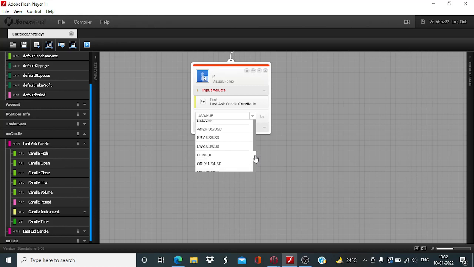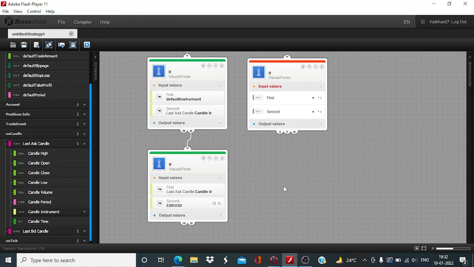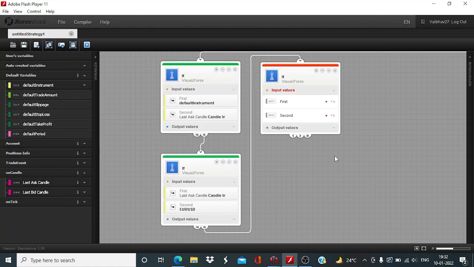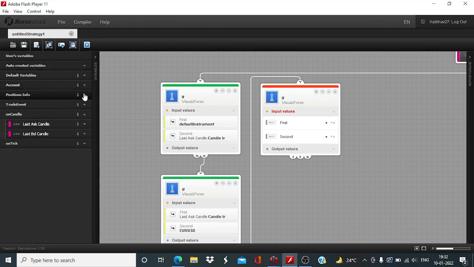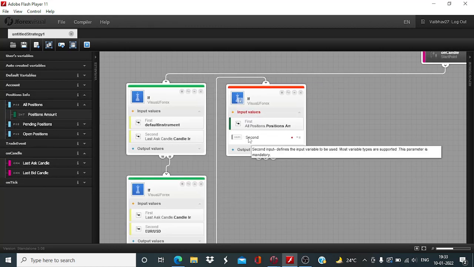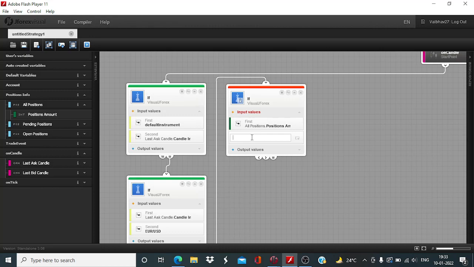So here we have to find Euro USD in this long list of instruments, and here I have found it finally. Okay, so there is the instrument subscription, and after that we have to see that there is no existing open or pending position. For that we have to take position info into consideration. All position amount should be equal to 0.